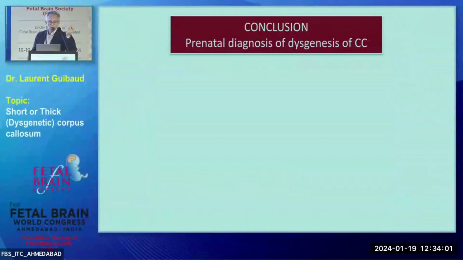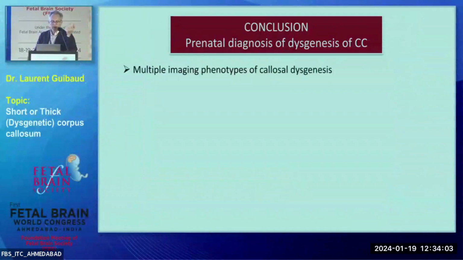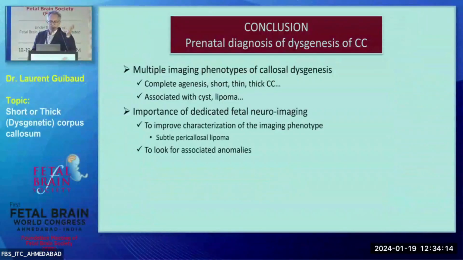So to conclude on dysgenesis of the corpus callosum, there are multiple phenotypes, and the terminology is very confusing. Complete agenesis, short, thin, thick. It can be associated with cyst and lipoma. It's easier when there is mechanical dysgenesis. It's important to perform dedicated fetal neuroimaging to improve characterization.